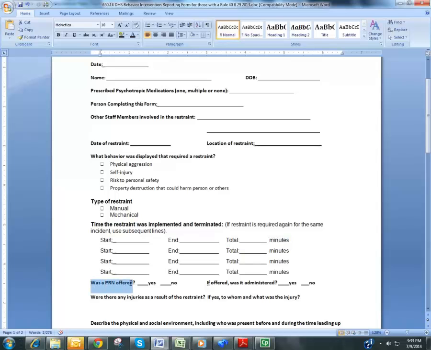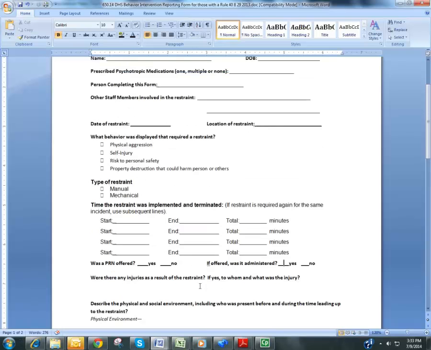Down here we talk about the PRN, whether or not that was offered to the person, and if it was offered, was it in fact administered. So you need to indicate yes or no for each one of those.